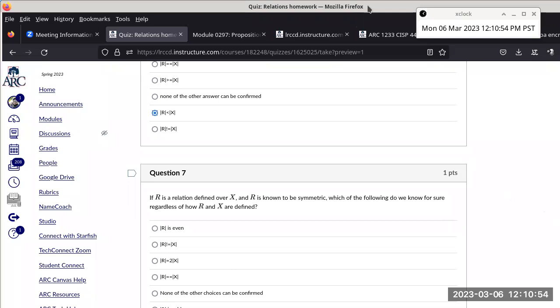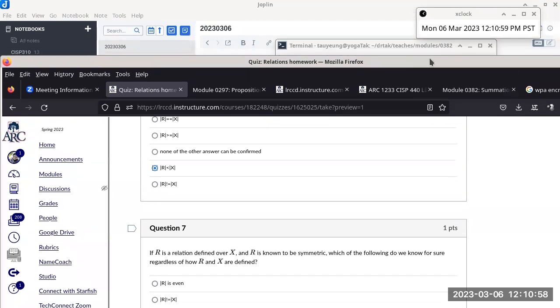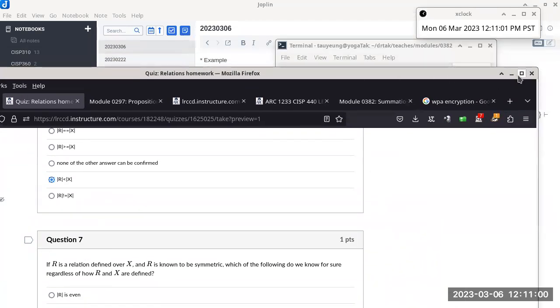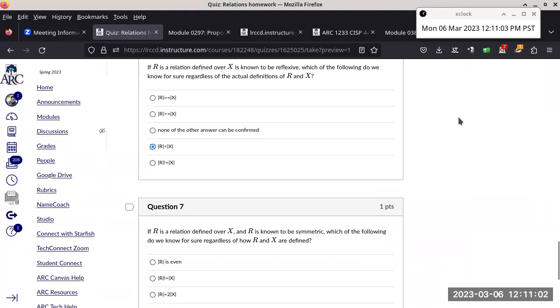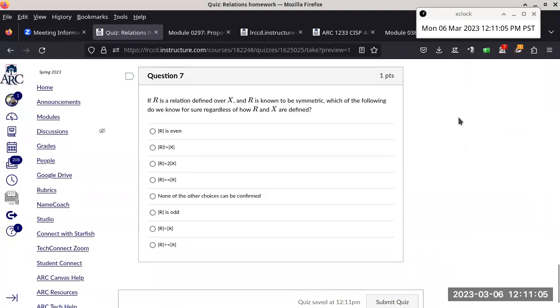Oh, I know what is going on, because my browser is taking up more screen space than there is actual screen space. So the other thing that I was trying to fix earlier is not because of my notes, it's actually because I did not resize the browser right.